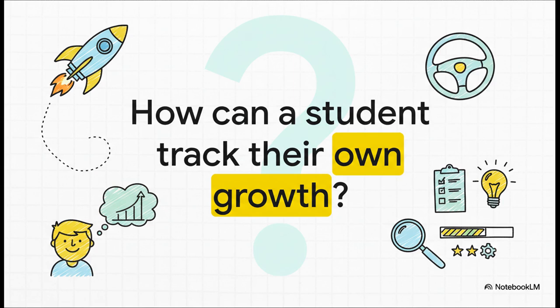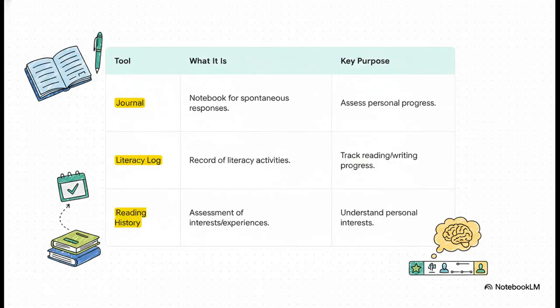I mean, when students can actually answer that for themselves, you see their motivation just shoot through the roof. So these next few tools, they put the student right in the driver's seat. So here are three really simple but super effective ways to do that. You've got the journal, which isn't about getting a grade. It's just a space for their own thoughts. Then there's the literacy log, which is kind of like a fitness tracker, but for their reading life.